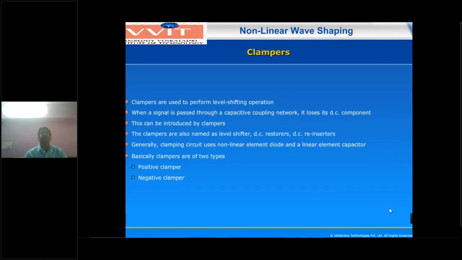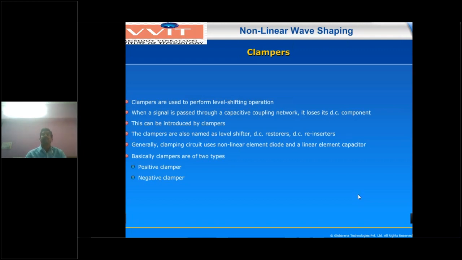What is meant by clamping? Clampers are nothing but circuits that perform the level shifting operation. That means whatever the input sinusoidal waveform is, you have to clamp it above some reference voltage or below some reference voltage, or simply called the addition of DC voltage. So why will a DC voltage be added here?